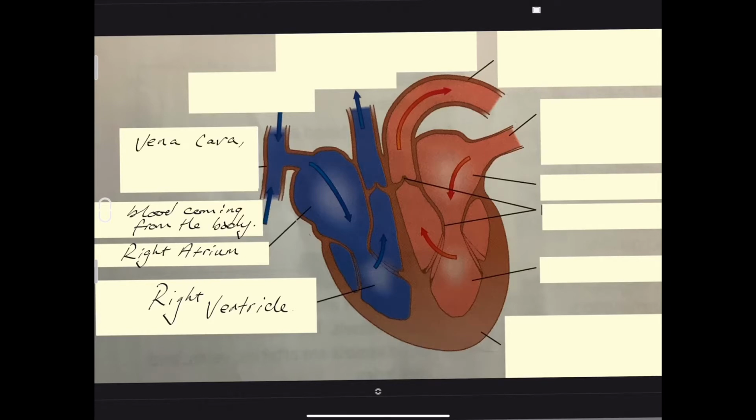It brings deoxygenated blood into the heart. Now, the arrow coming in the opposite direction is blood coming from the head. So you've got blood coming from the body and from the head, and it's going into the right atrium via this blood vessel known as the vena cava, which is bringing all the deoxygenated blood from the rest of the body.